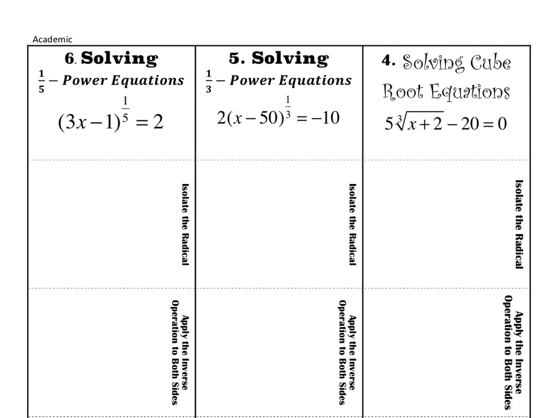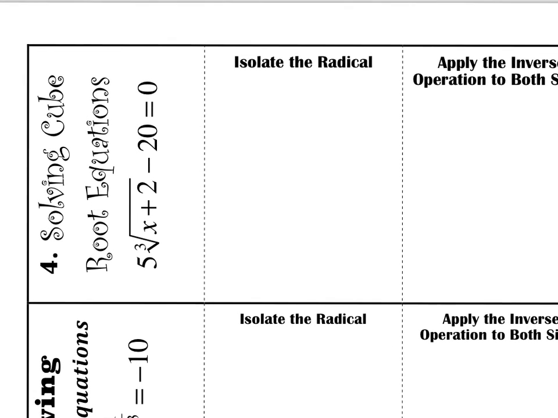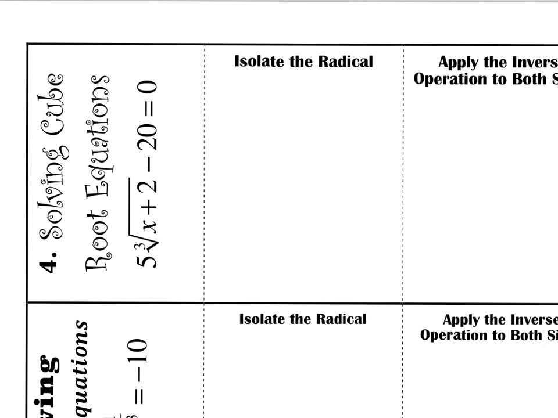In our next example, we'll be solving cubic root equations, or cube root equations. So let's go ahead and move our first equation to our first column. So 5 cubic root of x plus 2, and minus 20 is outside the radical. This is equal to 0.